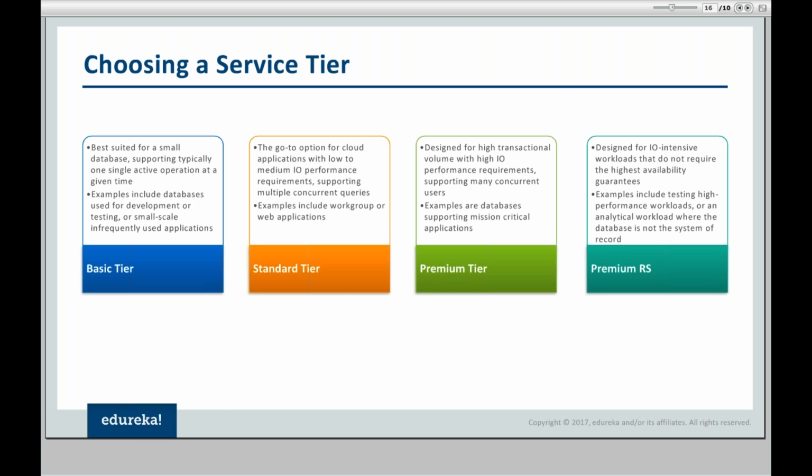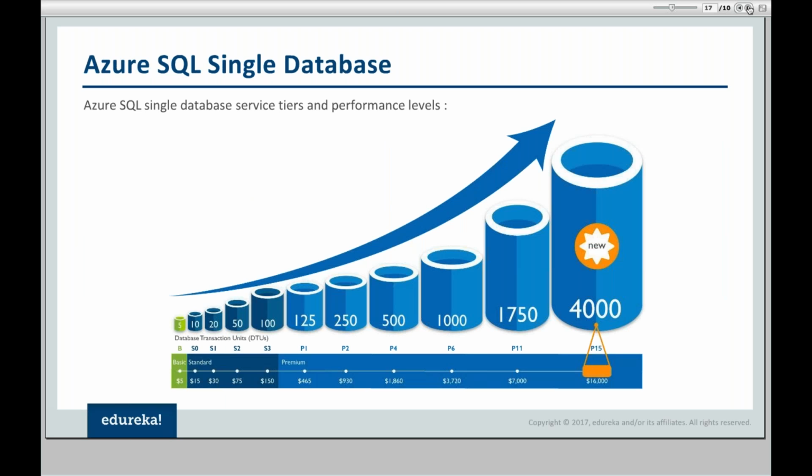Let's say you're going to put up some high use of concurrent workloads and you have more people who will be utilizing the Azure SQL database. For those mission critical workloads for the applications, you should go for the premium tier, which processes a high transactional volume. The next, premium RS, is used for testing your high performance workloads or analytical workloads like big data or anything like that. And there we use this premium RS. This has been designed for IO intensive workloads where you have the highest availability guarantees.